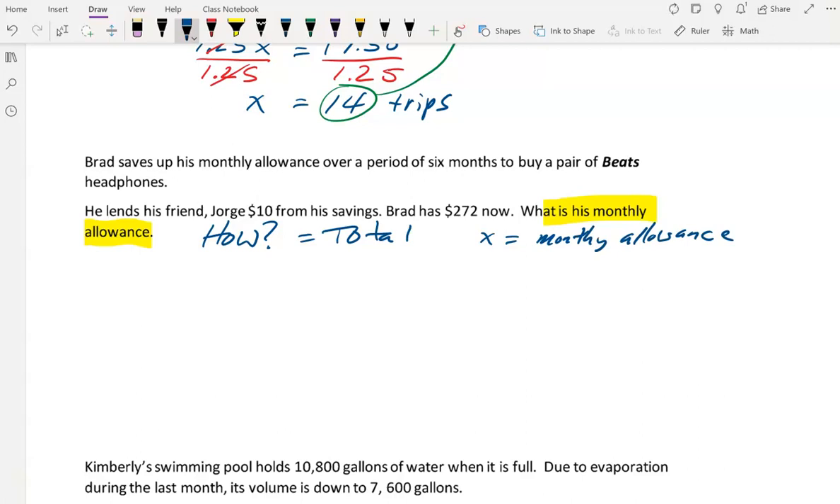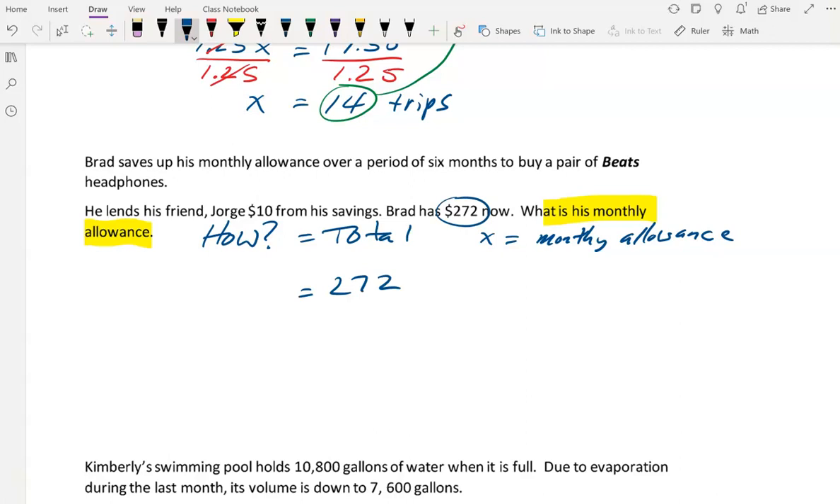Okay, well, go back to our question. How much is our total in this case? You know, what's the end result? What's the goal? How much are we left with? In this case, it is $272. That's our total. And then how did he get there?